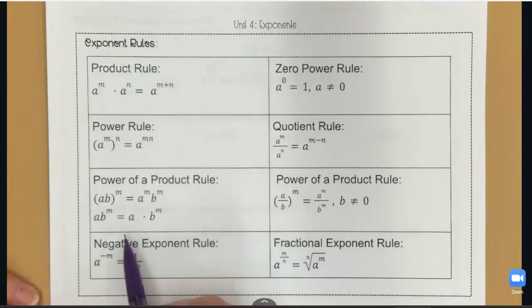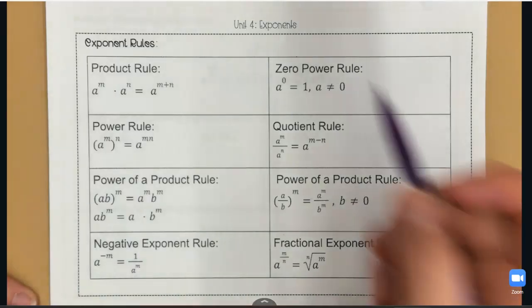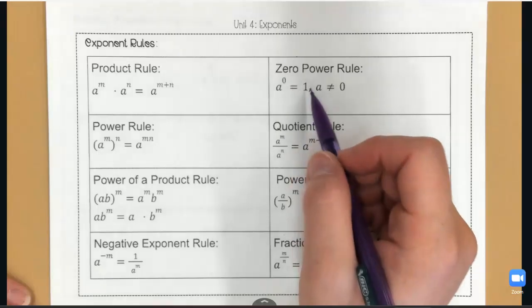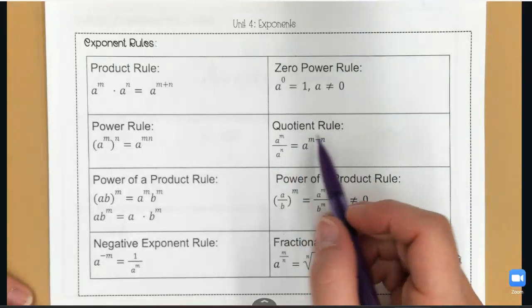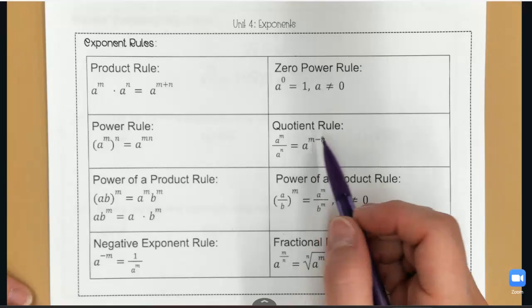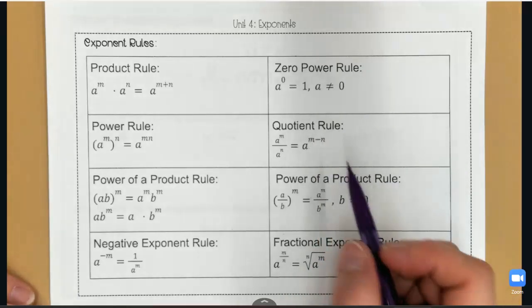One you might not be super familiar with is negative exponent. That just means it's on the wrong side of your fraction. So if it was in a numerator, you would need to move it to the denominator, vice versa. Zero power: anything to the zero power is 1. Quotient rule: when you're dividing like terms, you subtract their exponents.